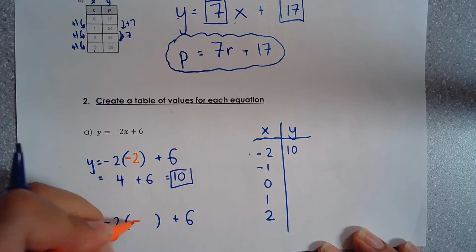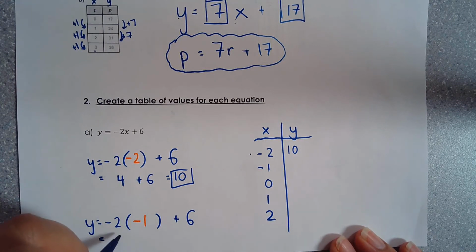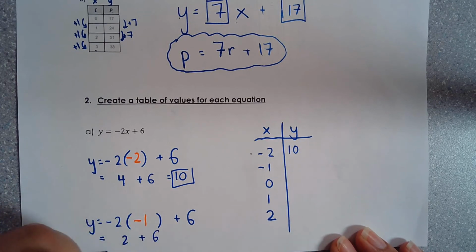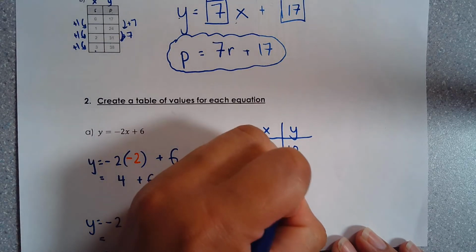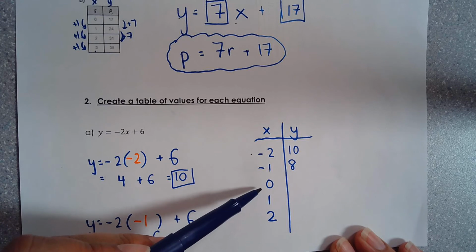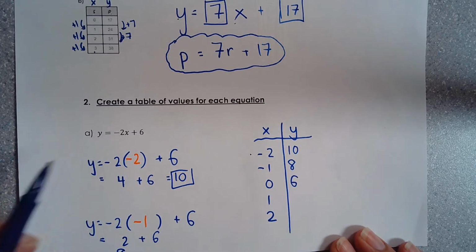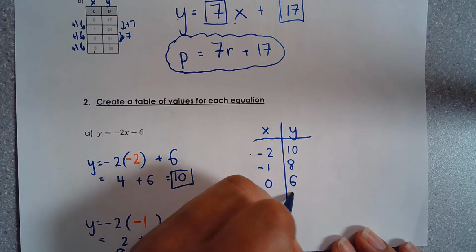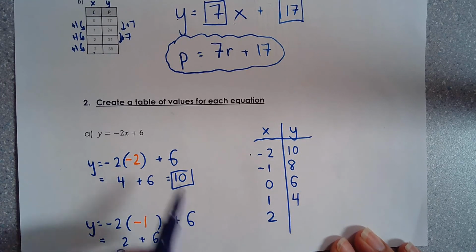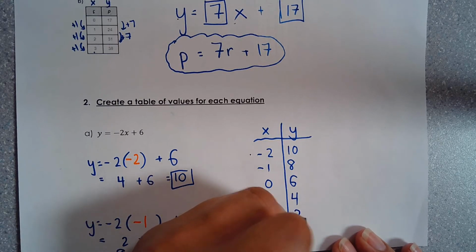And I plug in -1. So I have -2 times -1, which is 2. And I add it to 6, so I get 8. Okay, and so forth. So you would plug in 0 into the equation, you would get 6. You would plug 1 into the equation, you would get 4. And then you would plug 2 into the equation, and you would get 2.